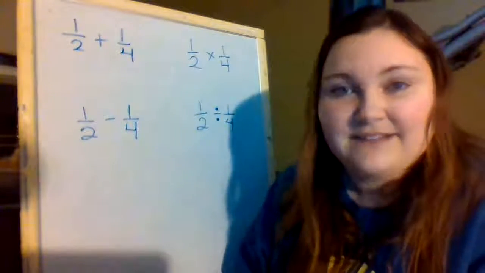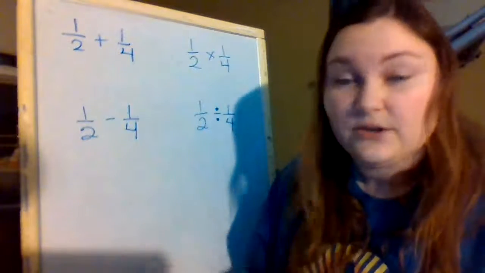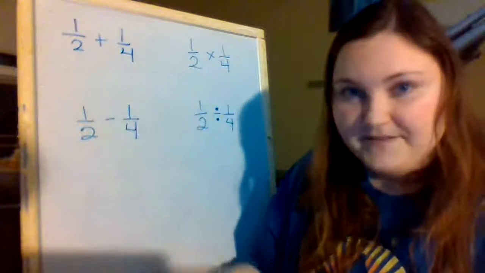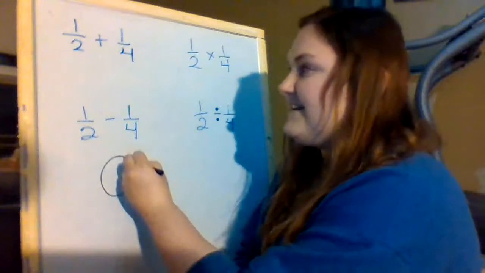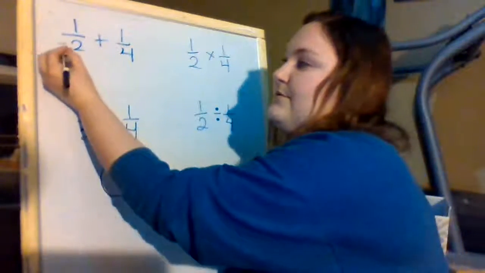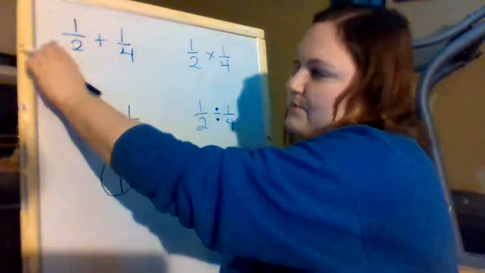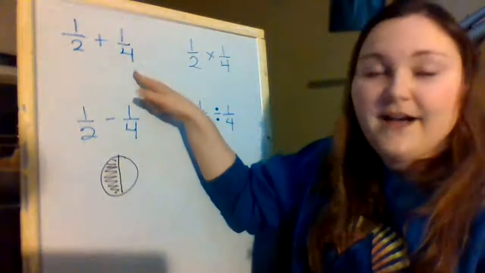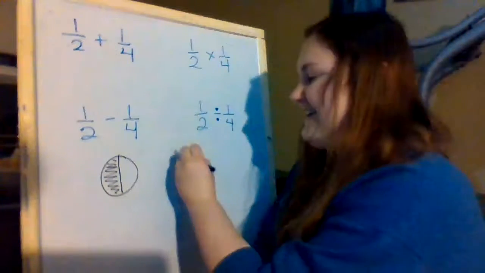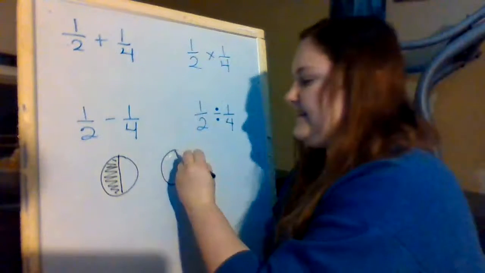Before I even add, I want to just pause and think about what this actually means, what it looks like. You're talking about half of something. So let's say half a pizza. That means you've got a pizza that's divided into two parts, and you have one of those two parts. So that would be something like this. If you have 1/4 of a pizza, that would be a pizza divided into 4 slices.